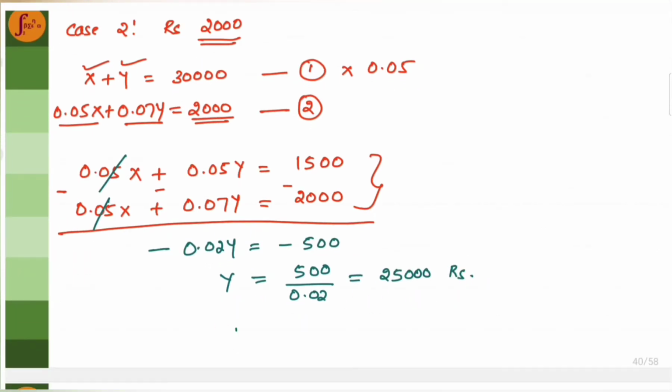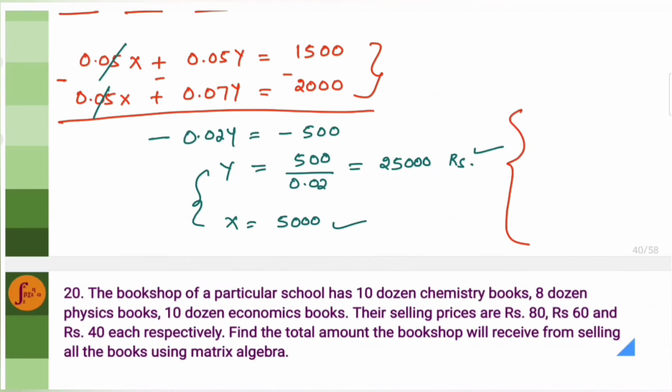If Y is 25,000, X is 5,000, because the total investment is 30,000. X plus Y is 30,000. So X is 5,000. So the split between the first bond and second bond is 5,000 and 25,000. The first bond X is 5,000 rupees and the second bond Y is equal to 25,000 rupees. So this is the answer.